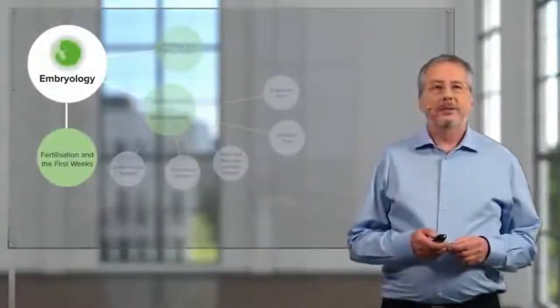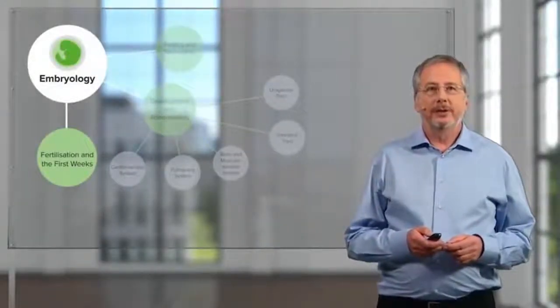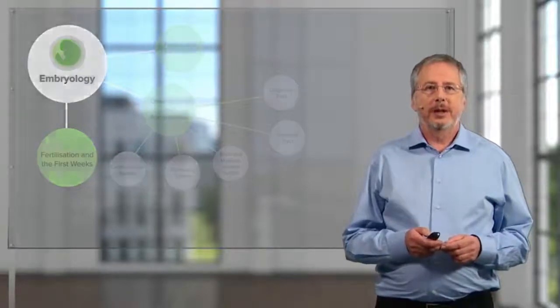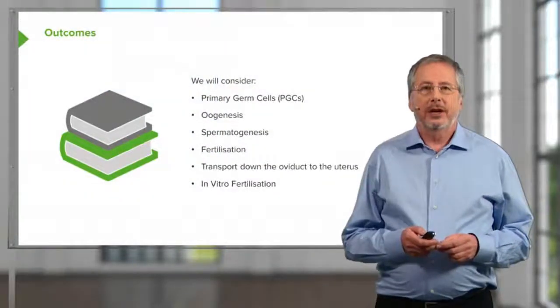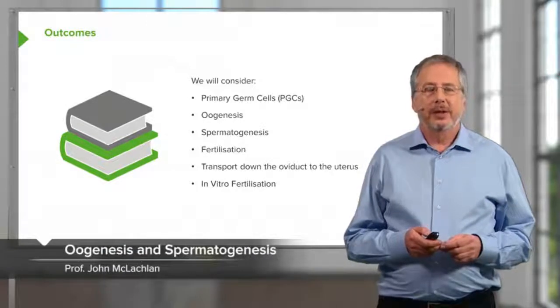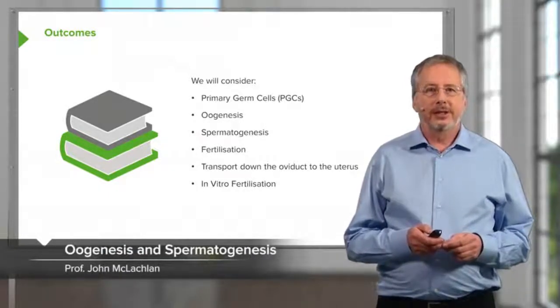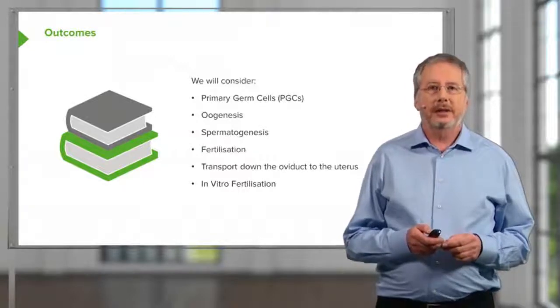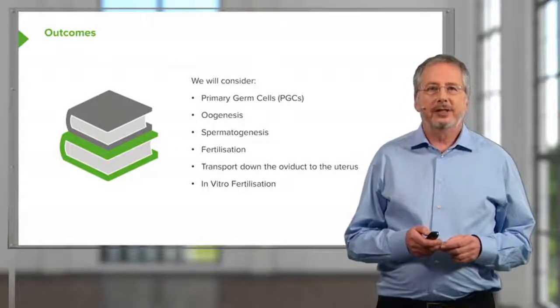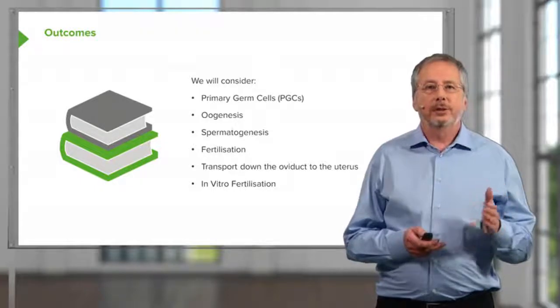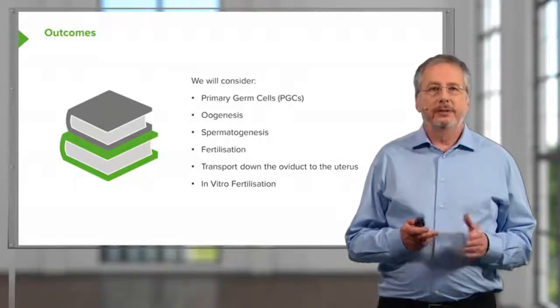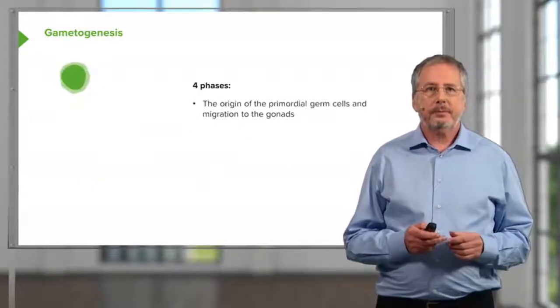Hi there, and welcome to this lecture in which we'll be looking at development of the egg, that's oogenesis, and development of the sperm, that's spermatogenesis. So we'll start off with the primordial germ cells, and we'll look at oogenesis and spermatogenesis, and then we'll touch on fertilization and what happens after fertilization as the fertilized egg is transported down the oviduct towards the uterus. And finally, we'll briefly indicate some of the key things about in vitro fertilization.